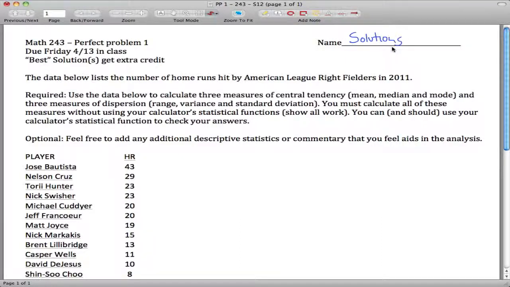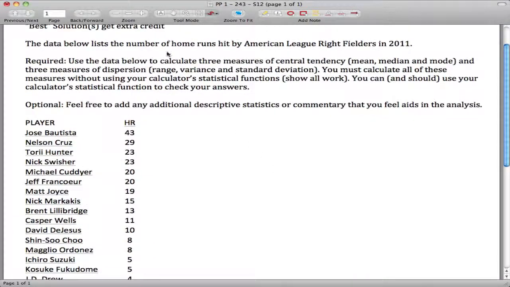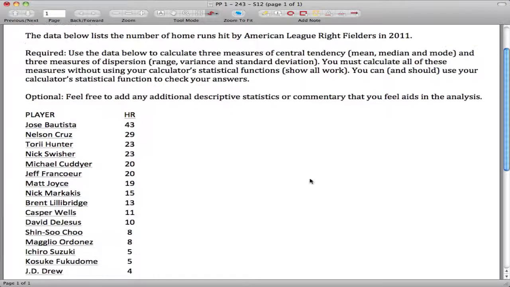Our solutions to perfect problem 1 for Math 243. It gives us a bunch of data: the number of home runs hit by American League right fielders in 2011. I think these are right fielders with at least 200 at-bats, in case you're curious. And we're asked to do a bunch of stuff. We're asked to calculate our 3 measures of central tendency and our 3 measures of dispersion without using statistical functions on our calculator. If you want to add some analysis and commentary, feel free.